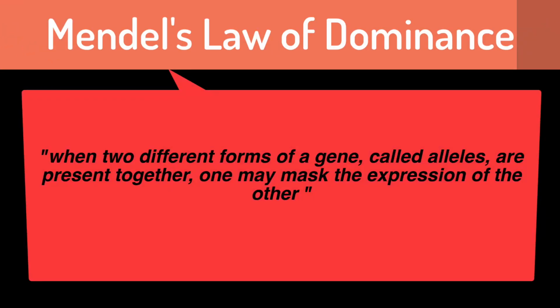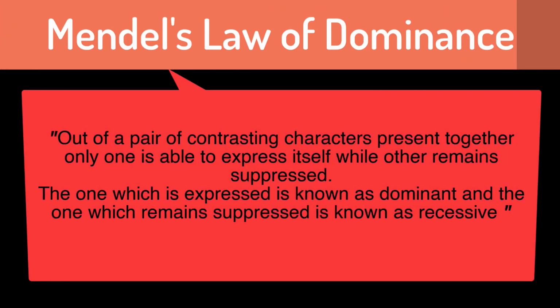According to this law, when two different forms of genes called alleles are present together, one may mask the expression of the other. Or, in other words, out of a pair of contrasting characters present together, only one is able to express itself while the other one remains suppressed. The one which expresses itself is called dominant, and the one which remains suppressed is known as recessive.